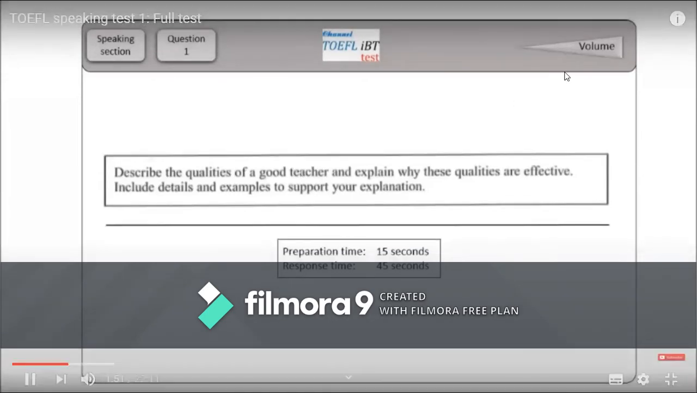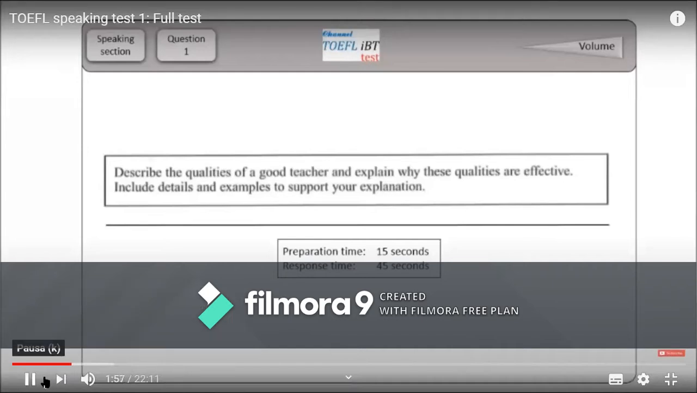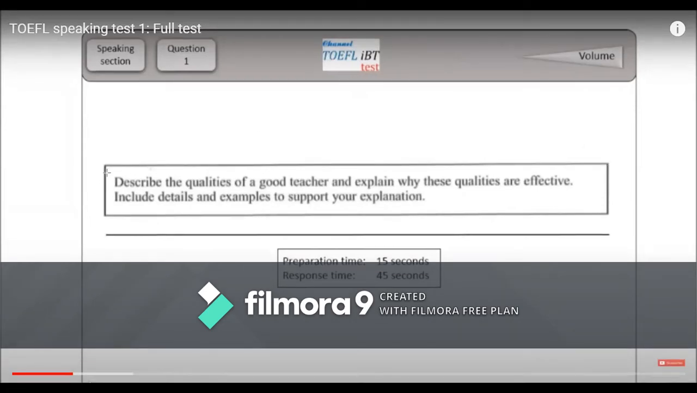Describe the qualities of a good teacher and explain why these qualities are effective. Include details and examples to support your explanation. As you can see, the task is very clear. What you have to do here is describe the qualities of a good teacher, and then explain why these qualities are effective in the students' learning.